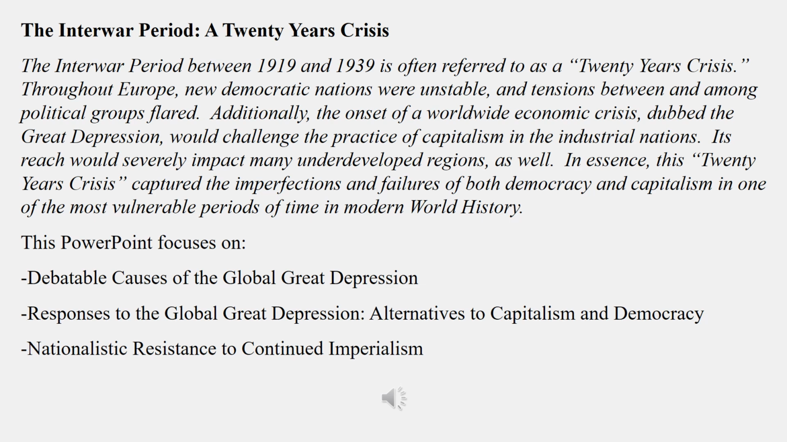This particular presentation is going to focus on three things. One, the debatable and varied causes of this global Great Depression. Two, responses to the global Great Depression, which will really emphasize alternatives to capitalism and democracy. And then third, nationalistic resistance to the continuation of imperialism after World War I.